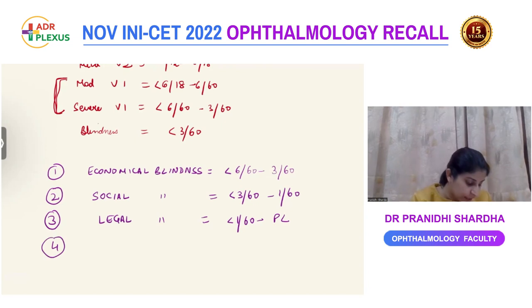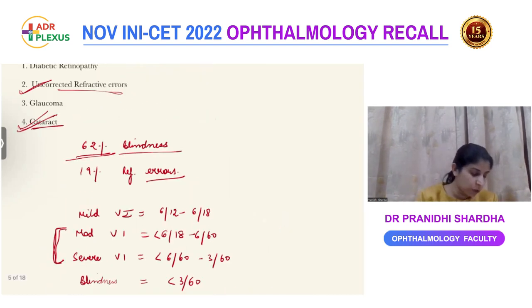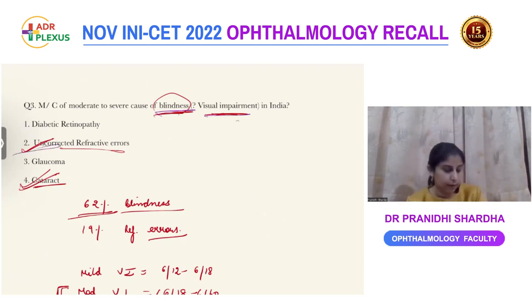And the fourth one is absolute blindness. Absolute blindness is when there is no perception of light. When even the perception of light is not present, it is absolute blindness. So in this question, we cannot say that if it is blindness, then the answer will be cataract. If visual impairment, the answer will be refractive error.